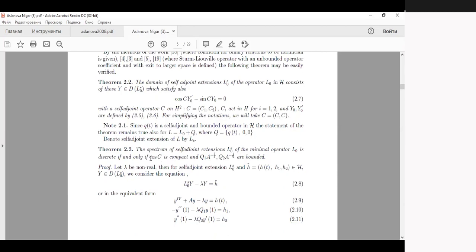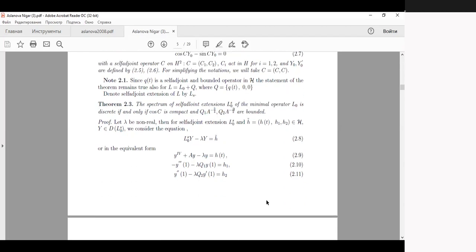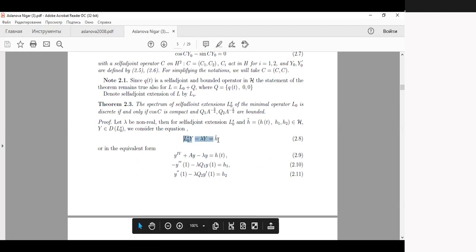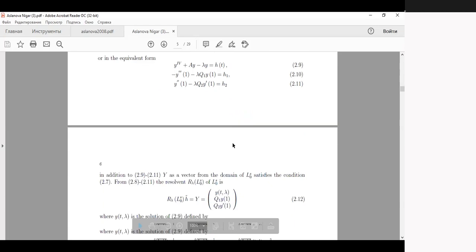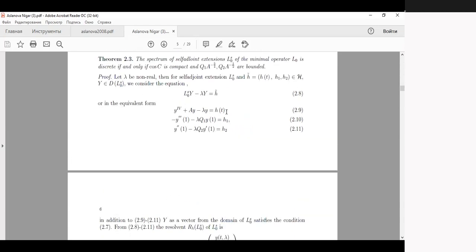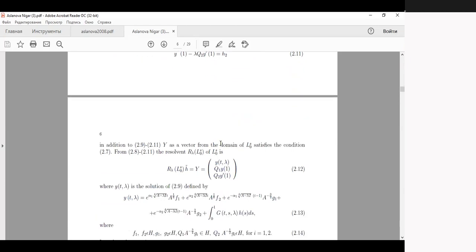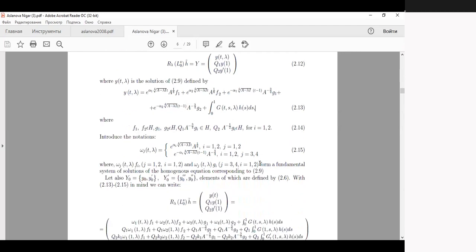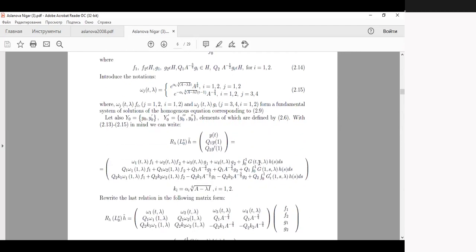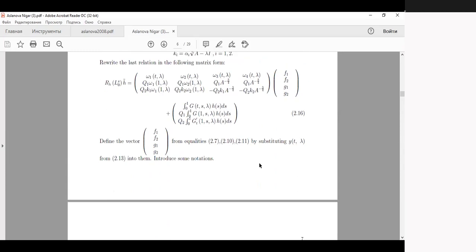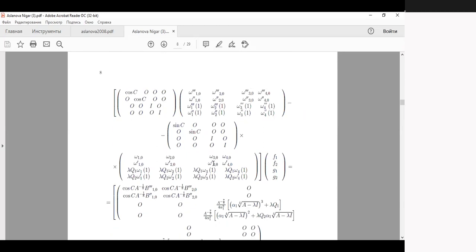In other words, for the resolvent to be compact, cosine C should be compact. The other two operators must be bounded. This was done by writing the resolvent equation like that, and then writing the solution of the equation into the boundary conditions and putting everything in matrix format in detail, we can see that there are two conditions like that.